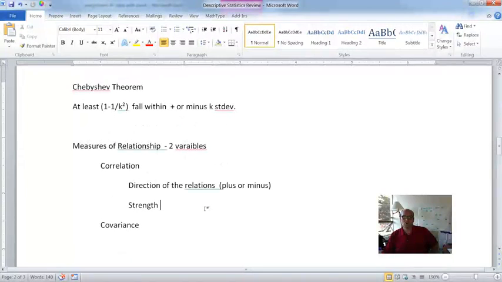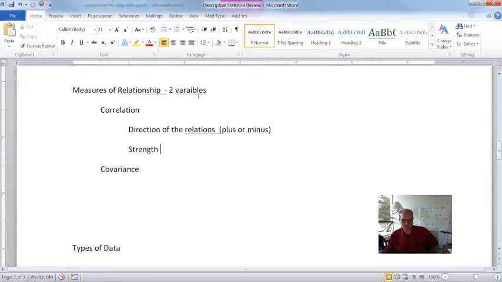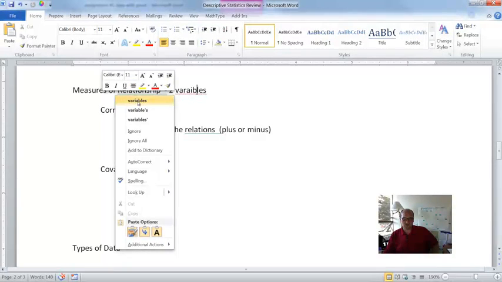All right, so it's correlation. We found two ways to do this in Excel with the equals CORREL function, or we could also do the correlation matrix if we want to do a whole bunch of correlations all at once. All right, so correlation. Look, I spelled variables wrong. Let's fix it. All right.